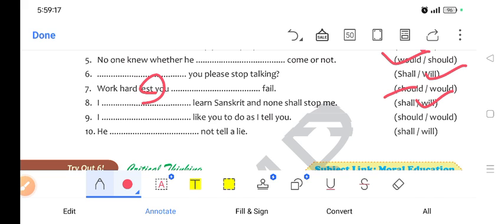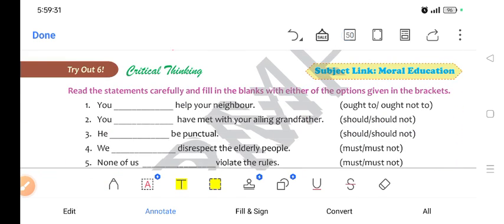Now ninth one is would like you to do as I tell you. I would like to do as I tell you. Now the 10th one is he will not tell a lie. Okay, so we will write here will. Now the next one, try out 6.